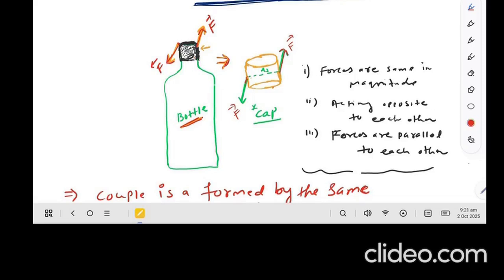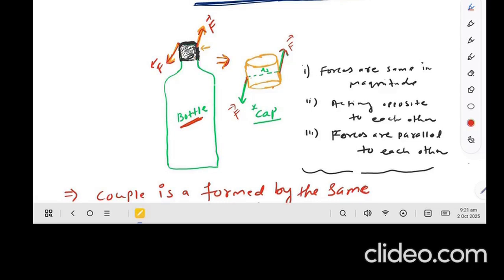Hello, today I will discuss the moment of a couple. This is again a very important topic of engineering mechanics. It helps in solving many complex problems we face in daily life. So to understand what a couple is, we consider a simple, real problem.